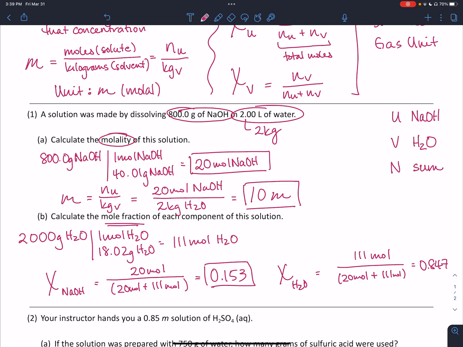Now, you should notice, hopefully, that these two mole fractions, 0.847 and 0.153, added together equal 1, and that should always be the case. So if you only have two components, another option would have been to find the mole fraction of one of your two components and then subtract that value from 1, and that would give you the mole fraction of the other. So that's kind of a shortcut.